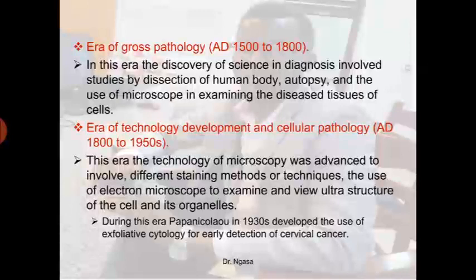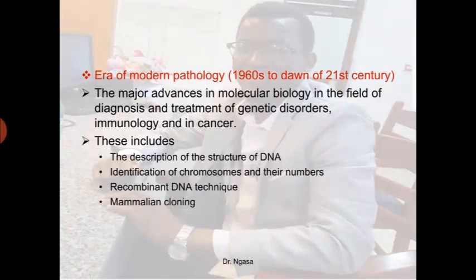The last one was the era of modern pathology, which was during the 1960s up to around 21st century. The major advances in molecular biology in the field of diagnosis and treatment of genetic disorders, immunology, and in cancer evolved during this era. And those advances included the description of the structure of DNA, identification of chromosomes and their numbers, the recombinant DNA techniques, and the mammalian cloning.